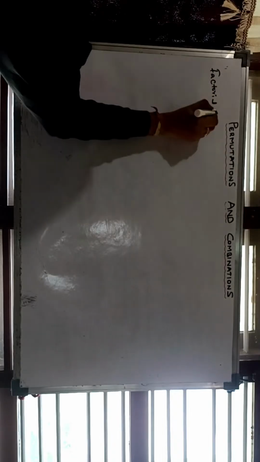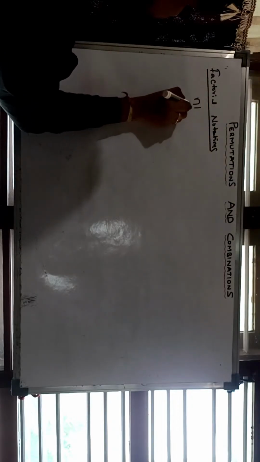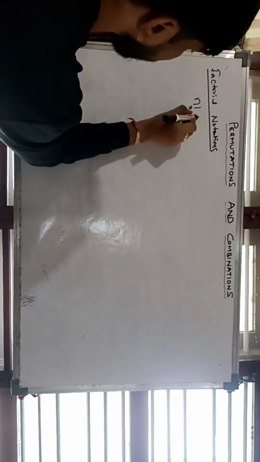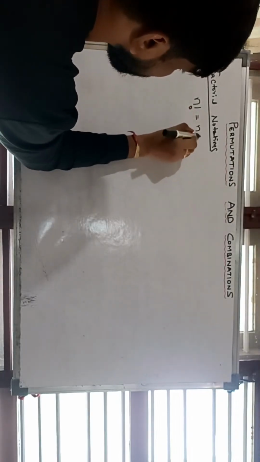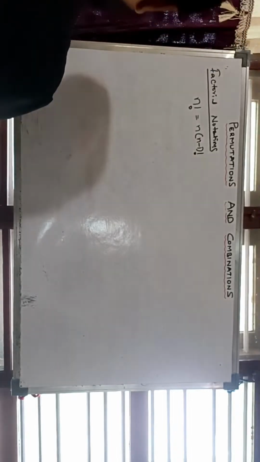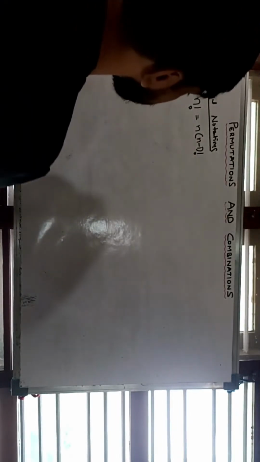Factorial notations. In this factorial notation, n factorial can be written as n into (n minus 1) factorial.